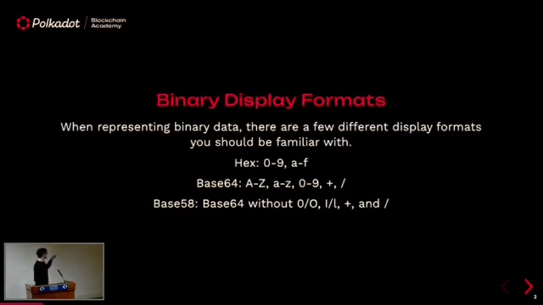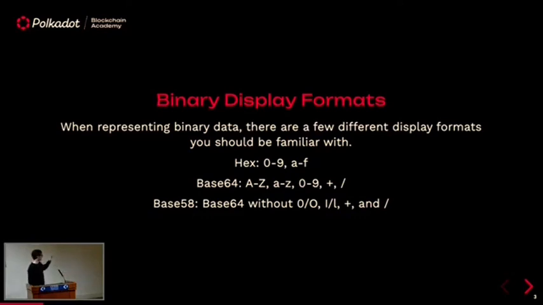So when you're representing binary data, there are a few different display formats that you should hopefully be familiar with, both for using things in cryptography in the future and also just for blockchain in general. We've got hex, which is numbers 0 to 9, A through F. This is the most common, super standard. We've got base 64, which is capital letters, lowercase letters, 0 through 9. It's also got a plus or a slash in there. And with base 64, you might see equals at the end. They use them for padding.